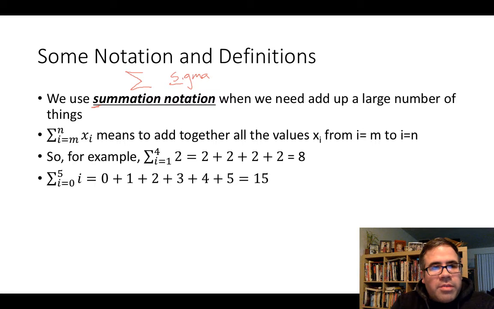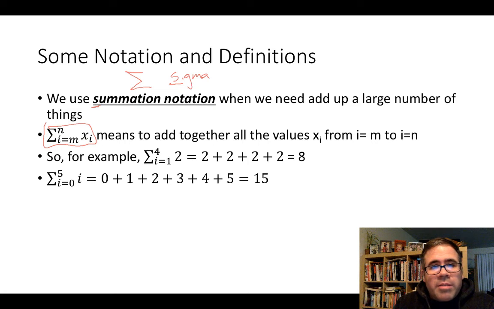The notation is we have sigma from, you always start at the bottom, i equals m to n of x of i. This expression here means to add together all the values x of i from i equals m to i equals n. So here's a couple of quick examples.